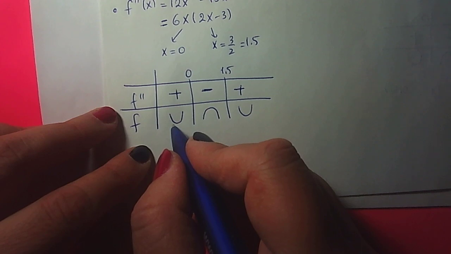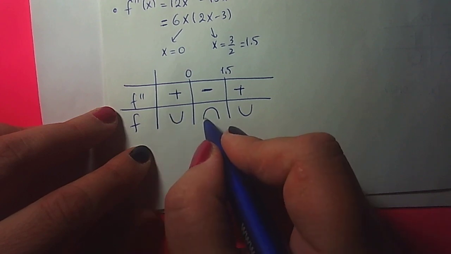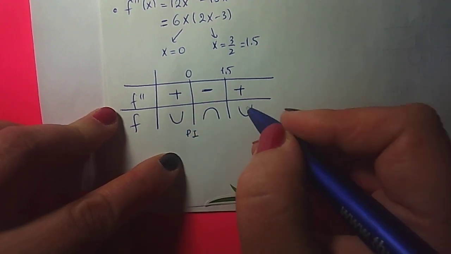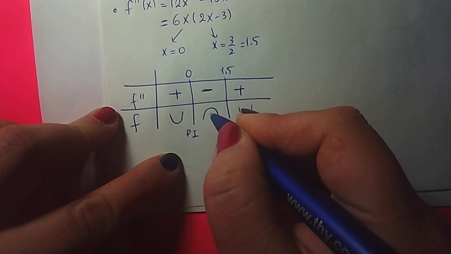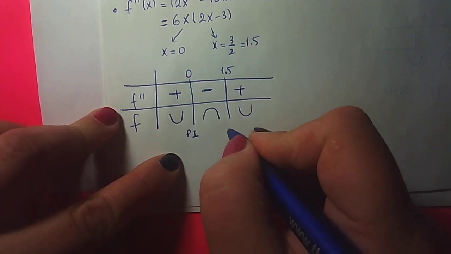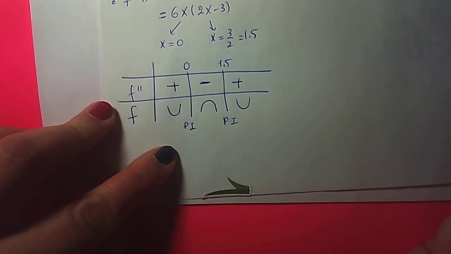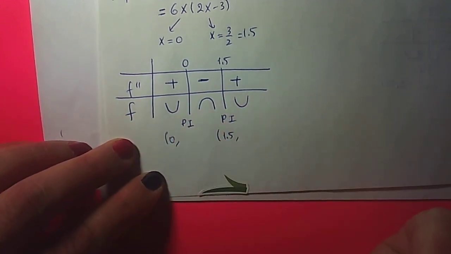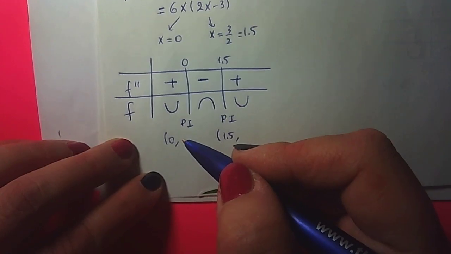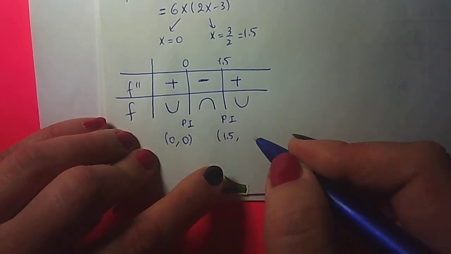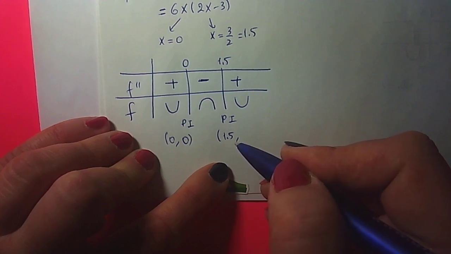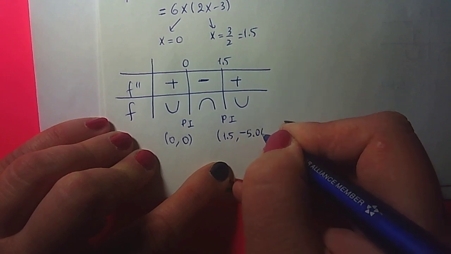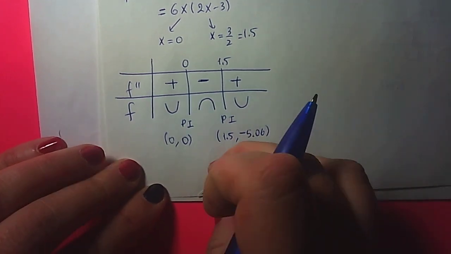As you see, the function is changing from concave up to down at 0, therefore we have a point of inflection here. And at 1.5, the function is changing from concave down to up, so we have another point of inflection here. So let's calculate the y coordinates of those points. Take 0, sub in the original function. You get 0. Take 1.5, again sub in the original function. You should be able to get negative 5.06.